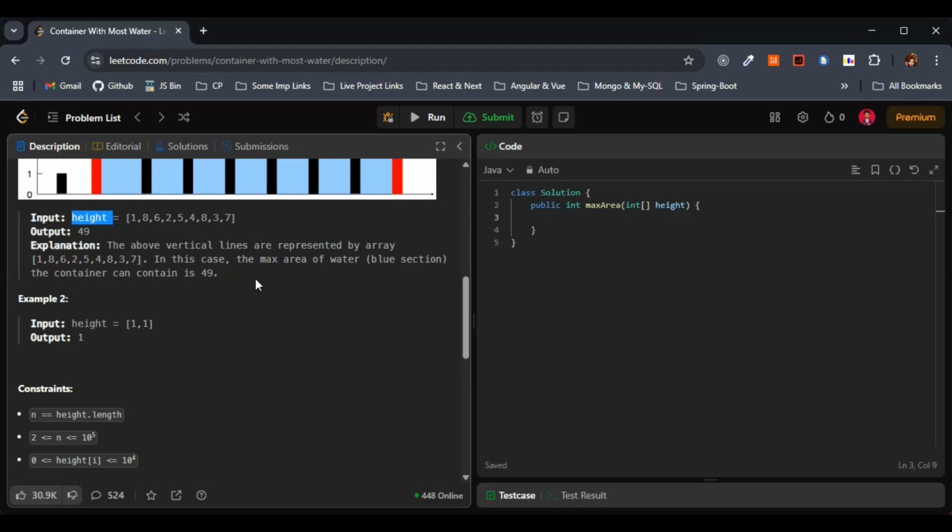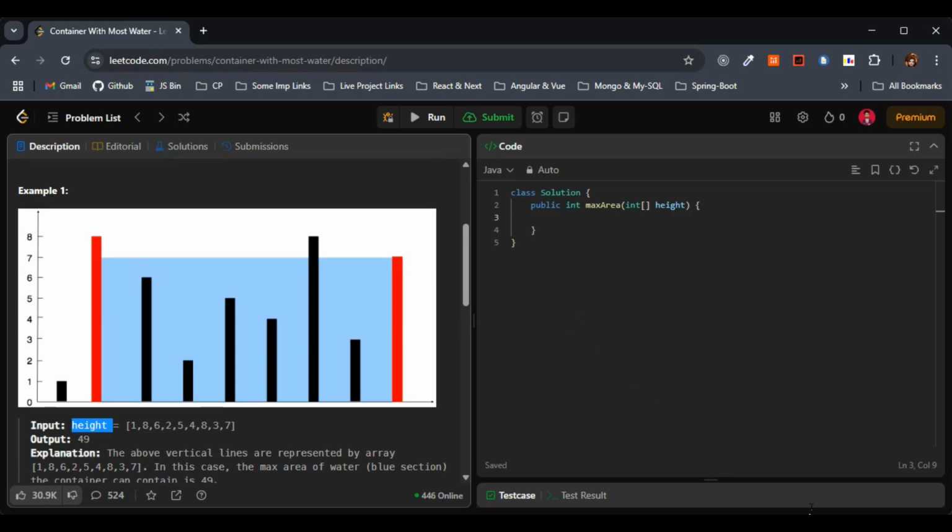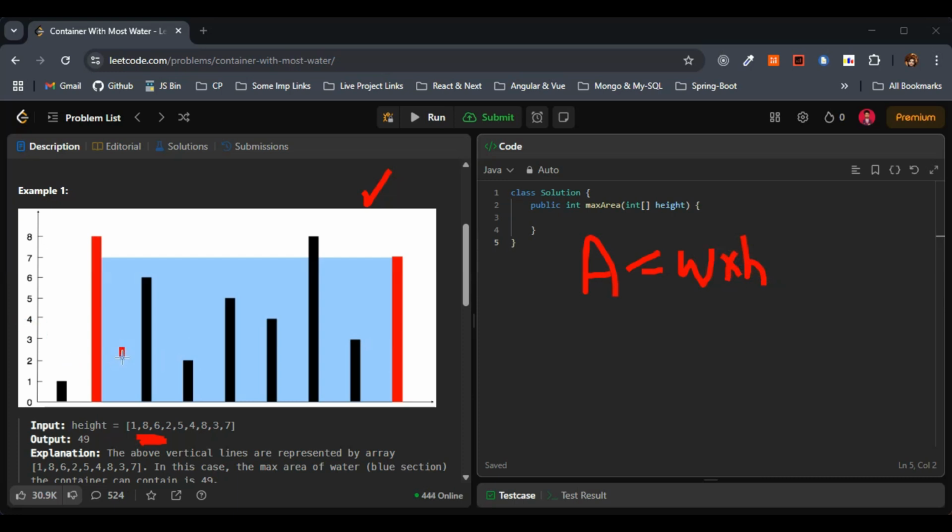So let's come to the first example. Every container, meaning the distance between adjacent lines, has a width of 1. Keep this in mind. Area is calculated by width into height. So the positions will be 1, 2, 3, 4, 5, 6, 7, and every container has a width of 1.